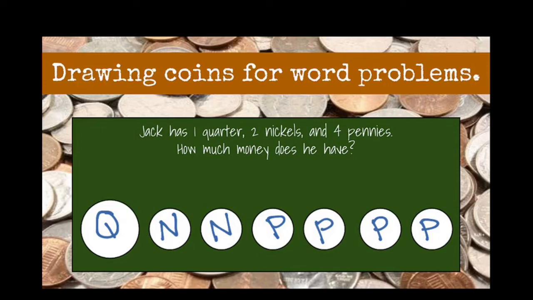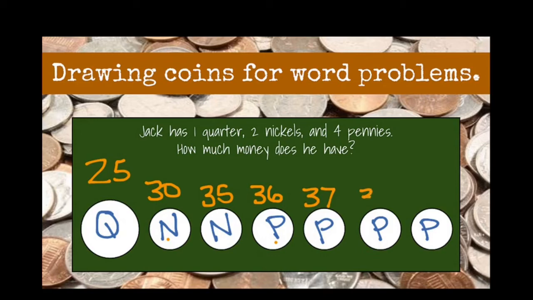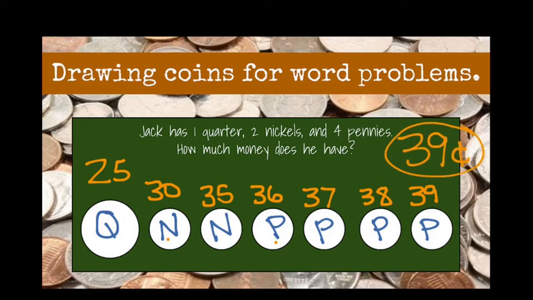So we're going to start with our largest value, which is the quarter, 25. And now we're going to start counting by fives because nickels are worth 5. 25, 30, 35, changing over to counting by ones for pennies, 36, 37, 38, and 39. He has 39 cents. And I always like to circle my answer so that people know that that's what I want as my answer.